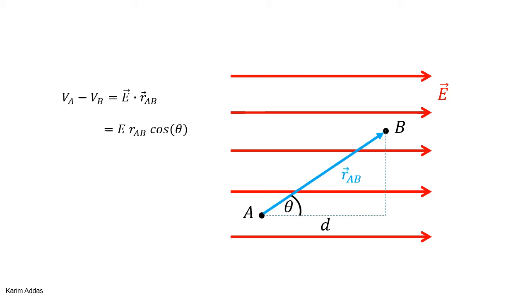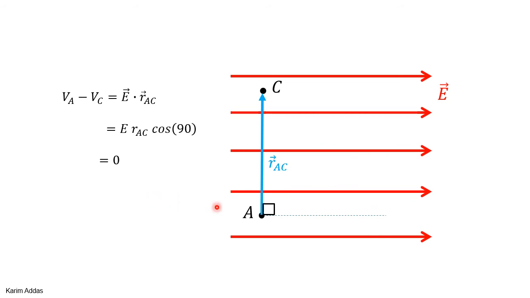Then I can replace r cosine theta by d. And that gives me the same result that we had in the previous two files. The potential difference between A and B is equal to E times d. D is the distance between A and this point here, which is perpendicular to B. So we get exactly the same answer. So the potential difference between 2 points always has the same value, no matter what kind of path you choose.